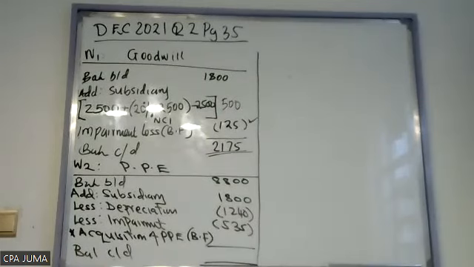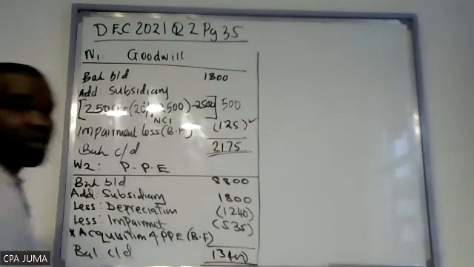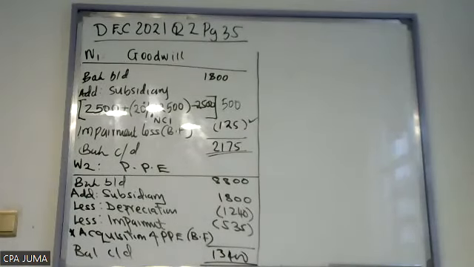So first of all, carried down is 13,400. So the balancing figure will be how much? The balance will be how much?